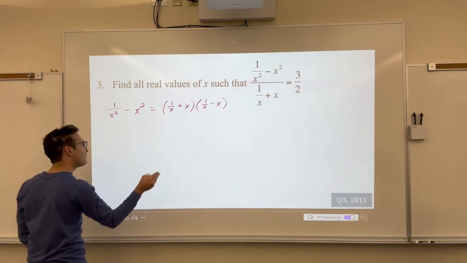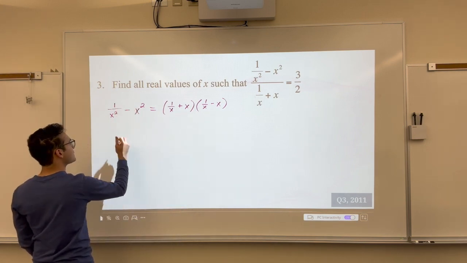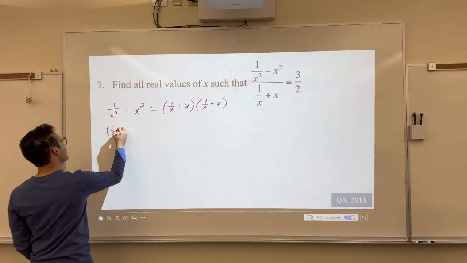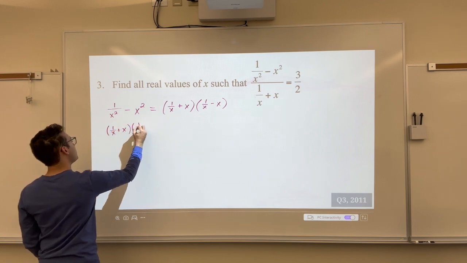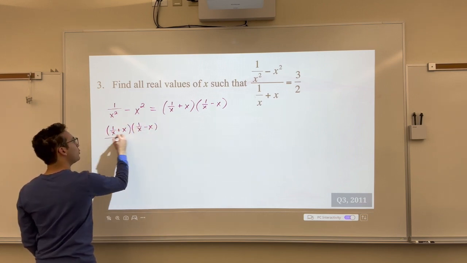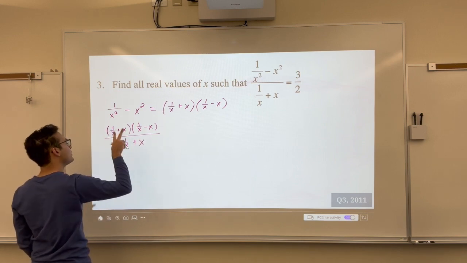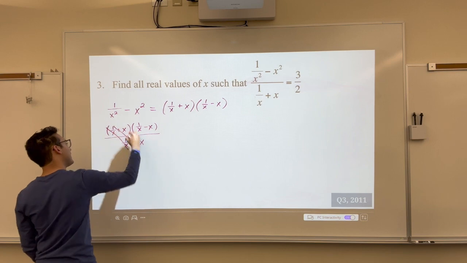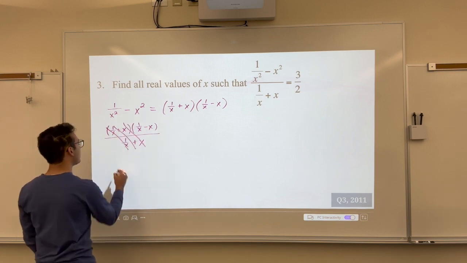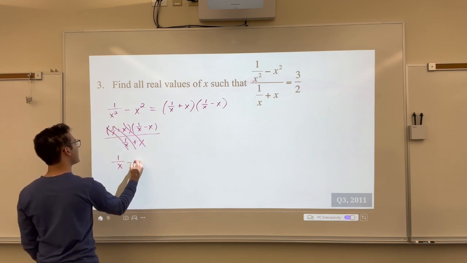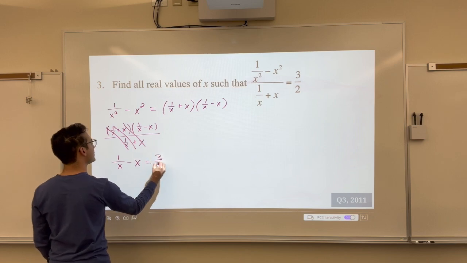So now that we have that, we can rewrite the left side of this equation to be 1 over x plus x times 1 over x minus x, over 1 over x plus x. And now notice that this factor is equal to the denominator, so that cancels, leaving us with 1 over x minus x equals 3 over 2.